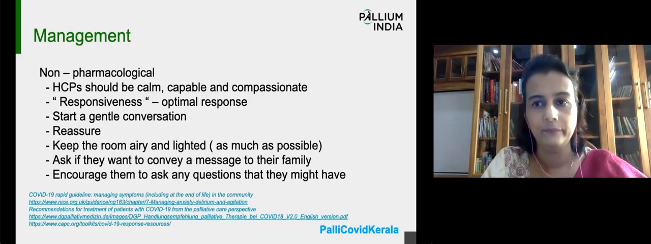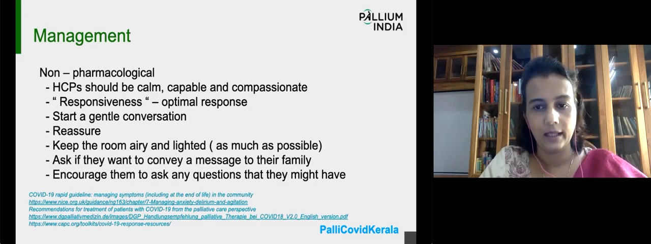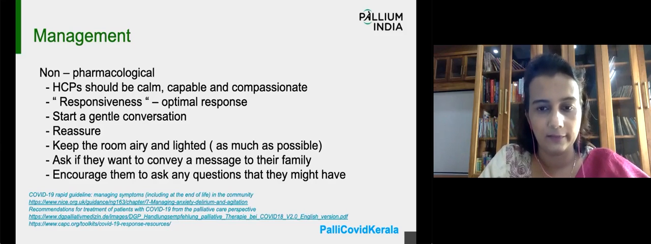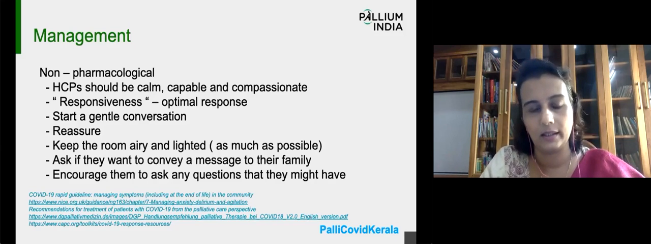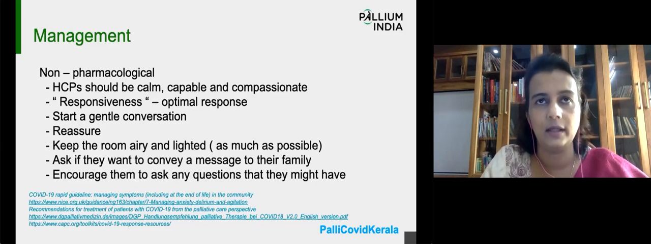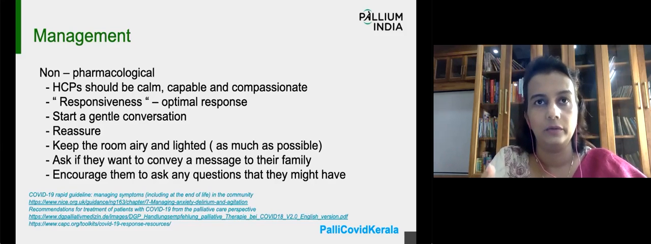Try to be gentle, try to be reassuring to the patient. Always try and keep the room airy and light as much as possible. Ask them if they want to convey a message to the family. Encourage them to ask any questions that they might have. Always try and help keep the continuity of care with the patient so that they are not confused just because of lack of information. These are the non-pharmacological things that you can do, and if they are elderly, their glasses and hearing aids should all be addressed initially itself.